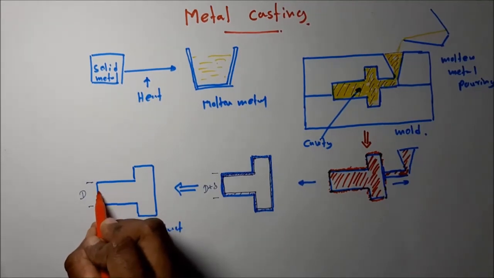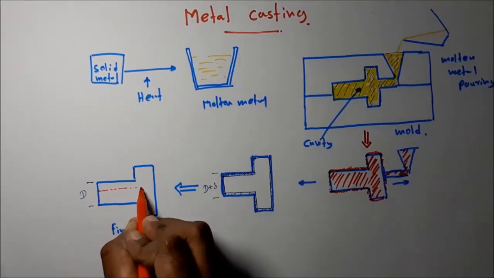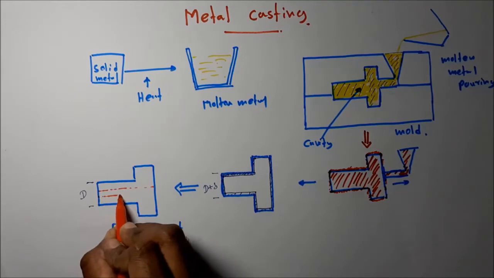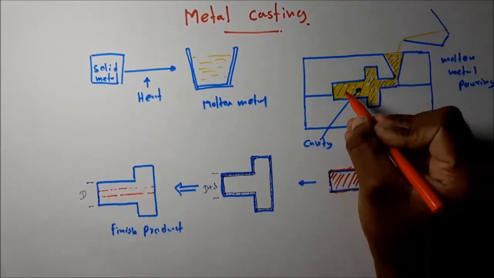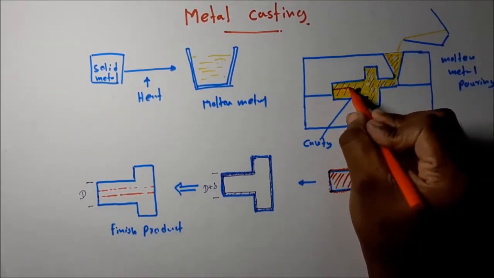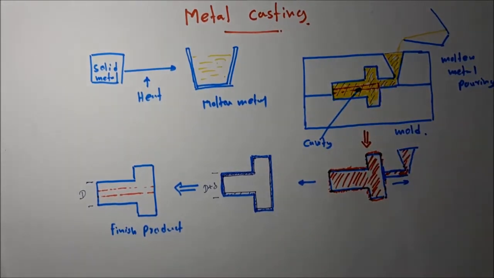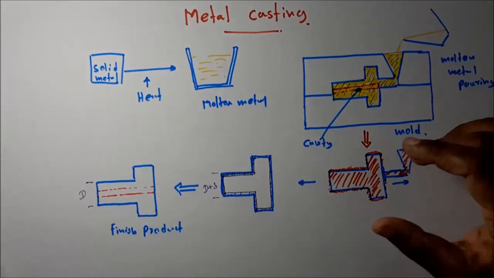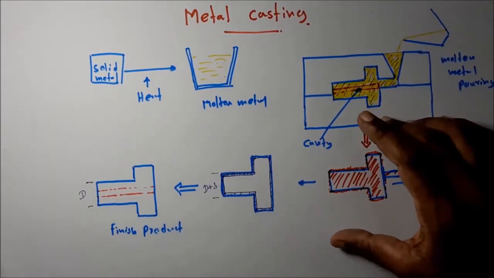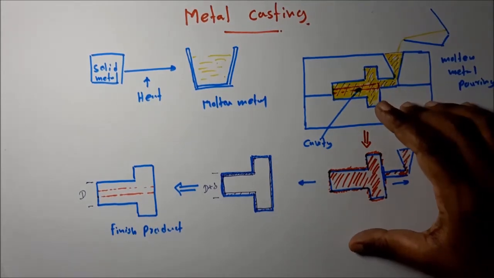That means by using the core, by using this kind of core, we can obtain the internal shapes also. Okay, later we can discuss these things in detail. These are the basic operations in metal casting.